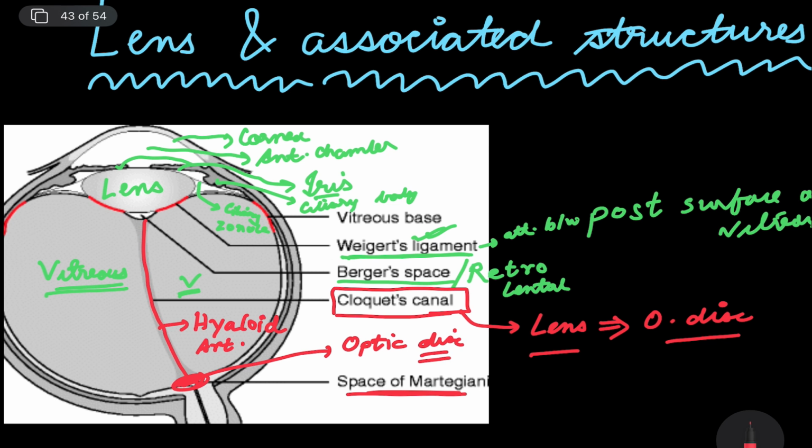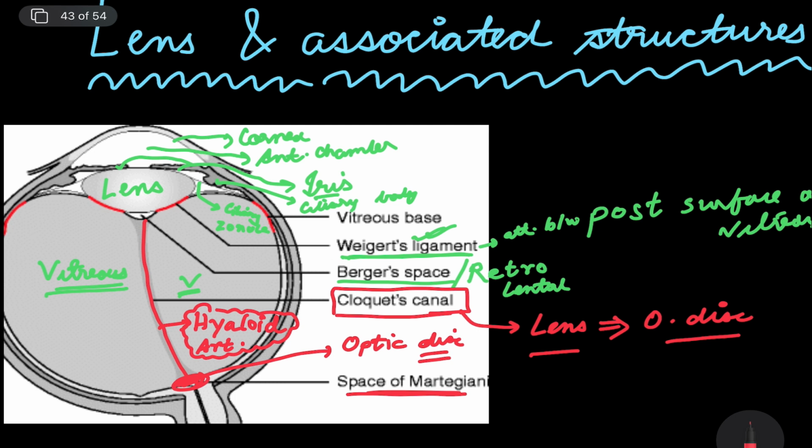This hyaloid artery runs through the Cloquet's canal, and what is it running towards? It is running towards the lens. So what is the work of an artery? The work of an artery is to provide vascular supply to a structure. So the hyaloid artery's function is to provide blood supply to the lens.